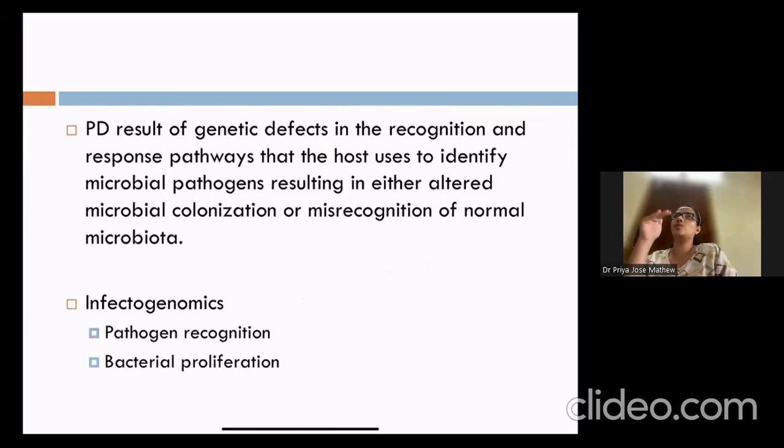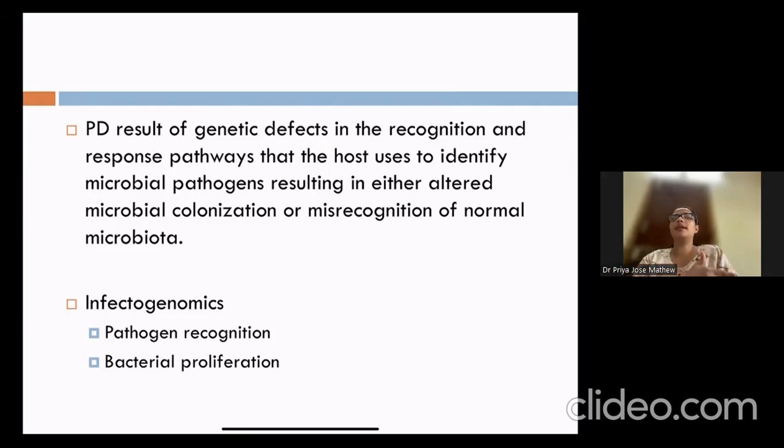When the pathogen comes to the gingival sulcus, the host should respond to it. So when there is a genetic defect in the recognition and response pathway, there is an alteration in the microbial colonization, and also a misrecognition of the normal microbiota. So the host response will be different.